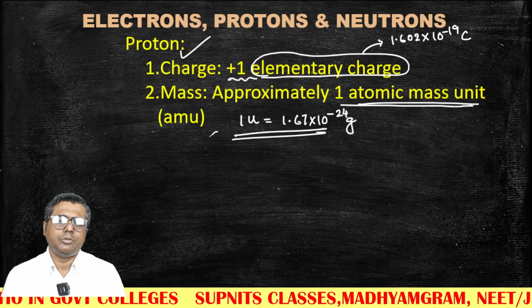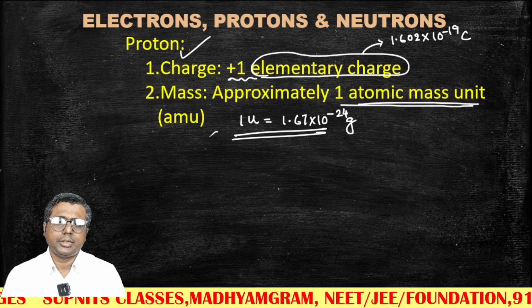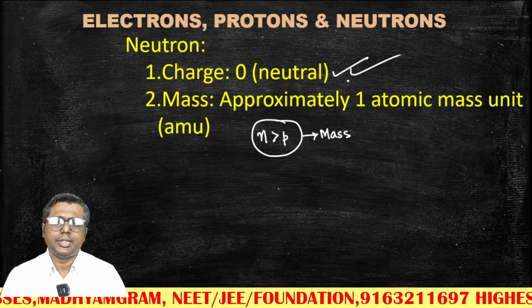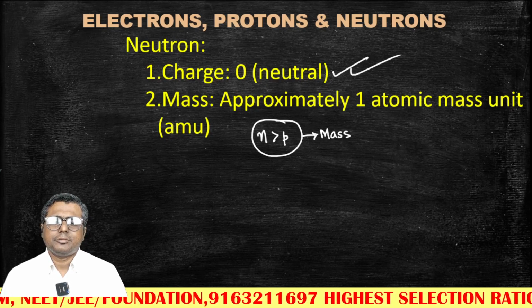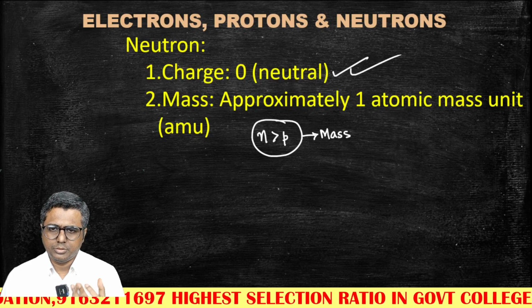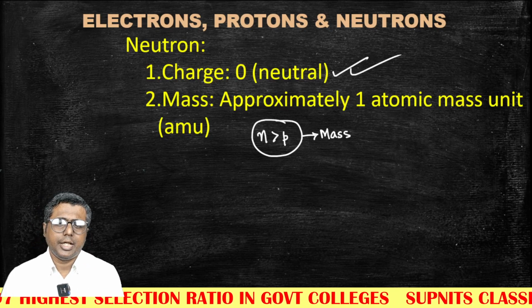So, this much information you need to know: what is the charge of proton and what is the mass of proton. What is the charge of neutron? It is neutral, that means it does not have any charge at all, it is completely chargeless, and mass is almost equal to proton, but neutron has a slightly higher mass than proton.